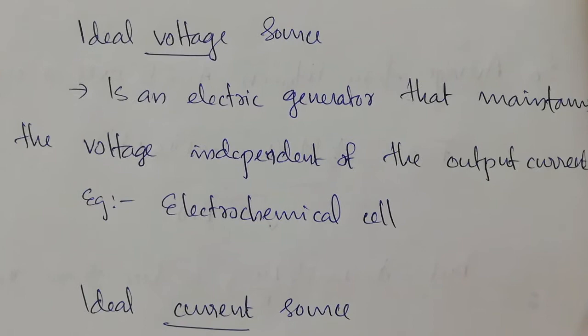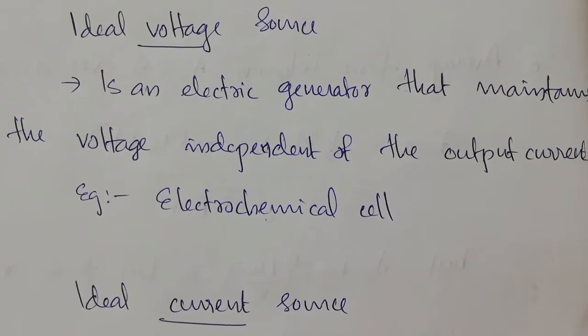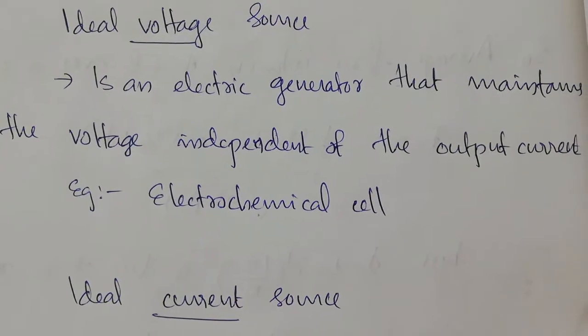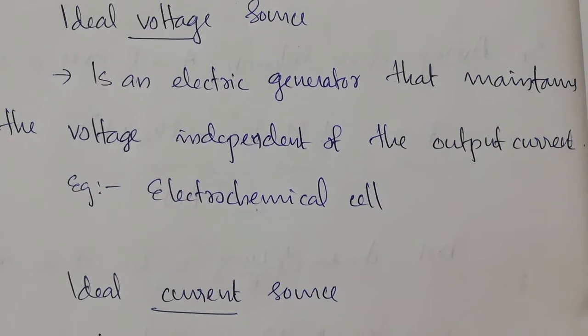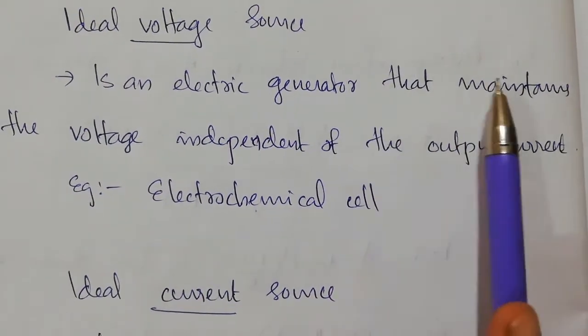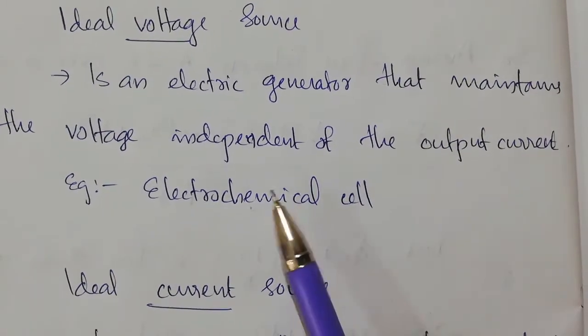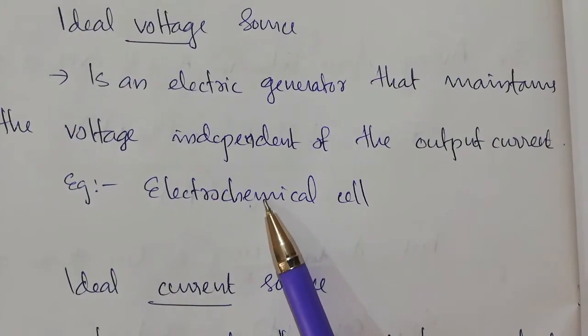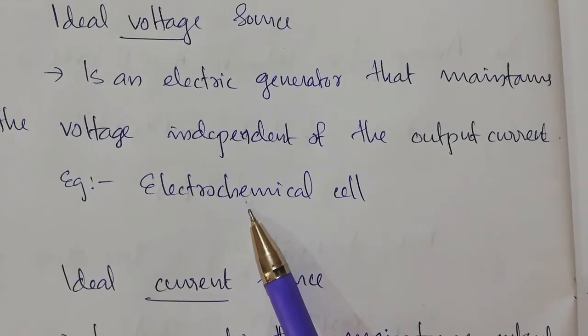Hi dears, today we can discuss the next topics in the network theorem. Before that we can go through some basic terms, that is ideal voltage source, ideal current source, etc. The ideal voltage source is an electrical generator that maintains the voltage independent of the output current. For example, an electrochemical cell is a practical ideal voltage source.